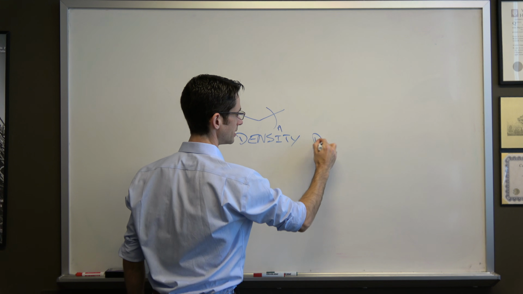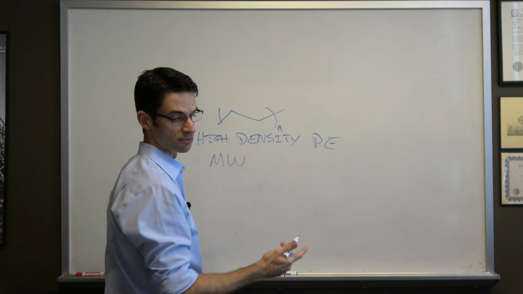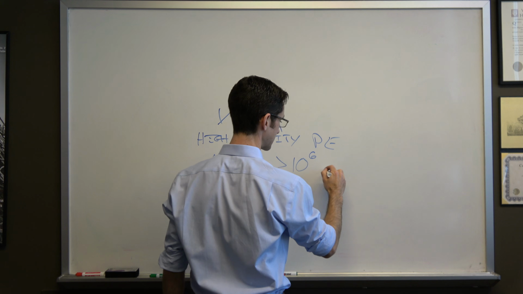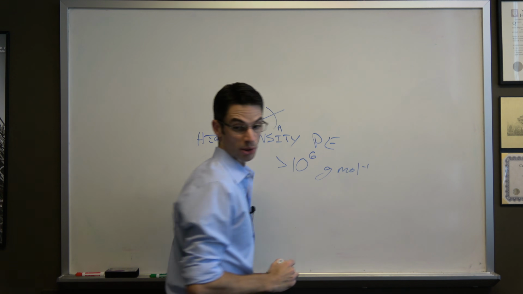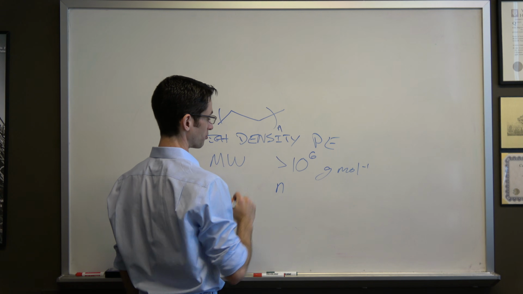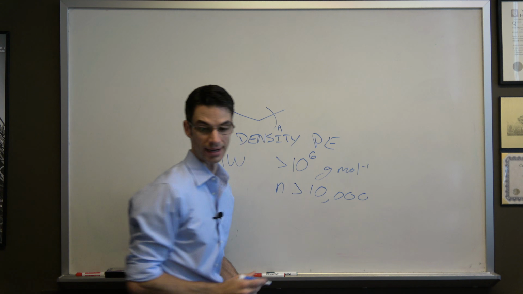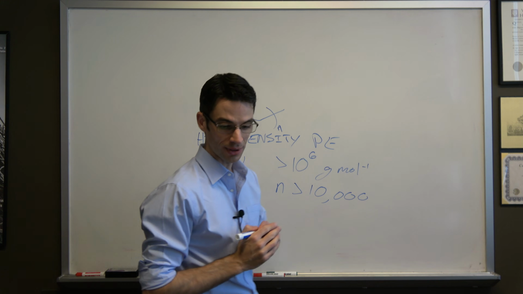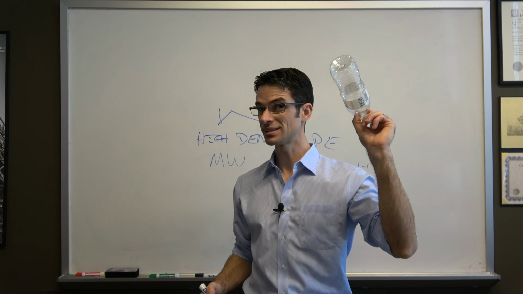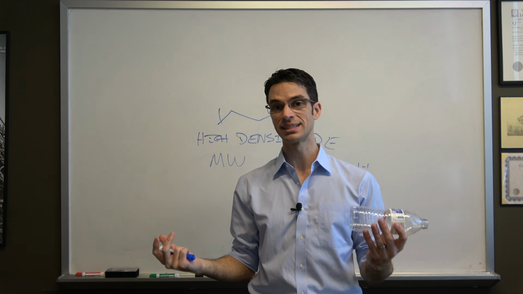High density polyethylene has maybe a molecular weight of, for example, say greater than 10 to the 6th grams per mole. And this would give you a number of repeat units, n, greater than 10,000. So that's polyethylene. This is also polyethylene, right? It's called PET, soda bottles. Polyester, it's called polyethylene terephthalate.